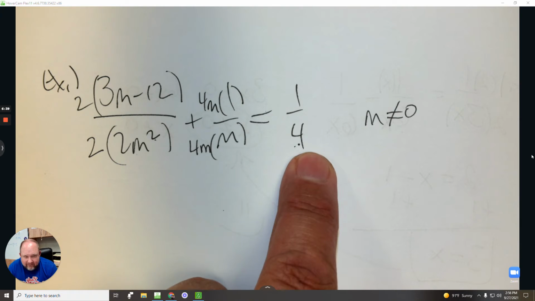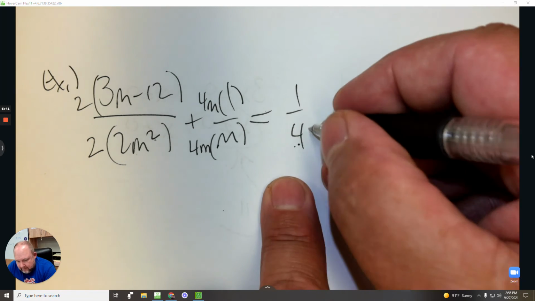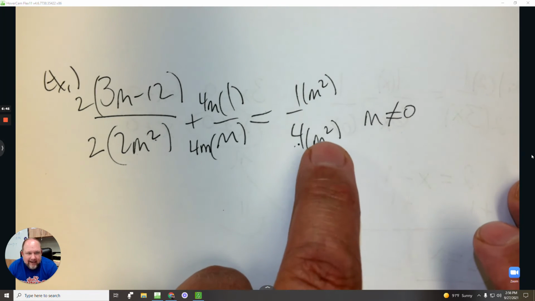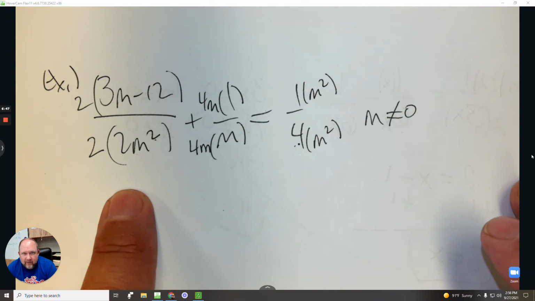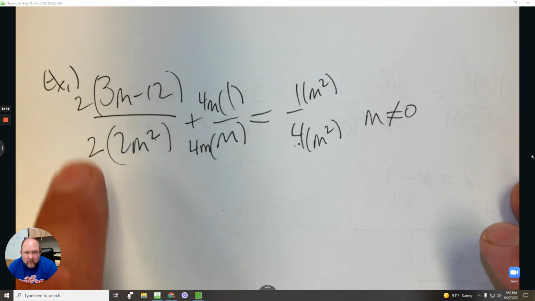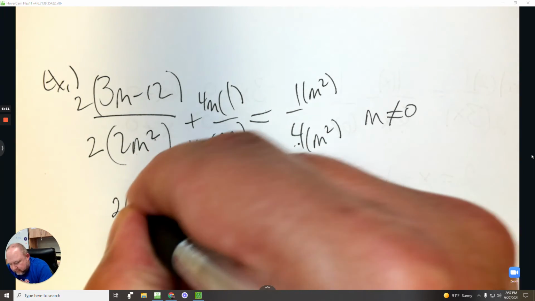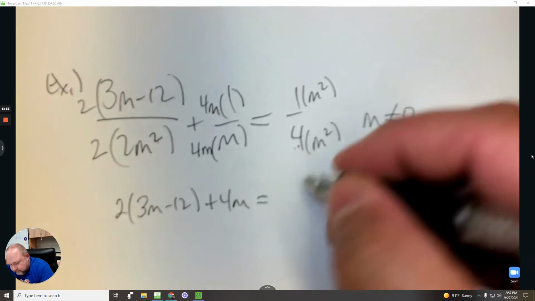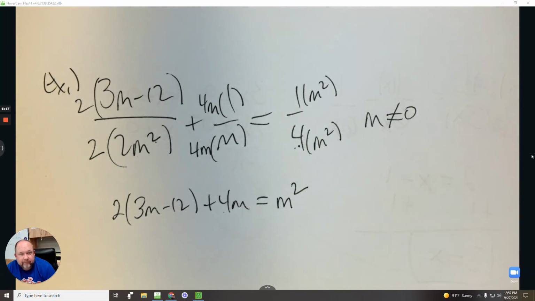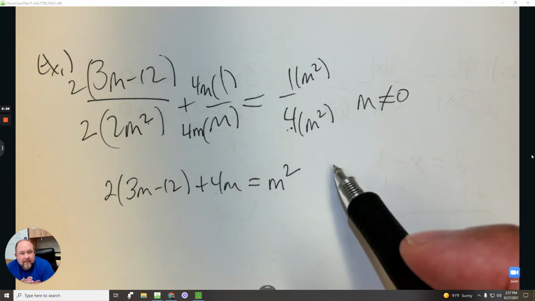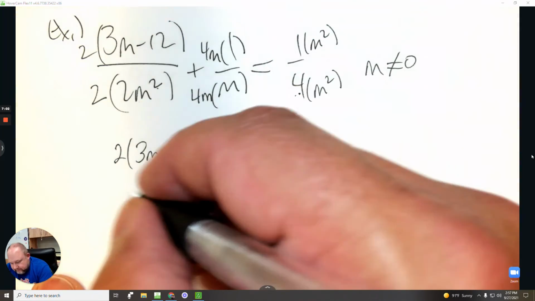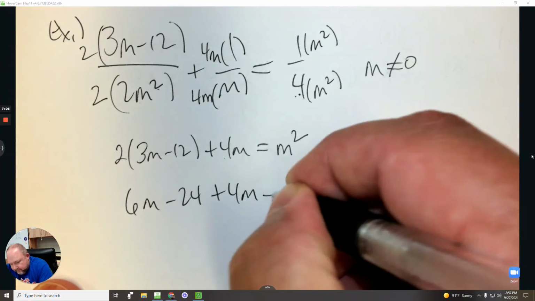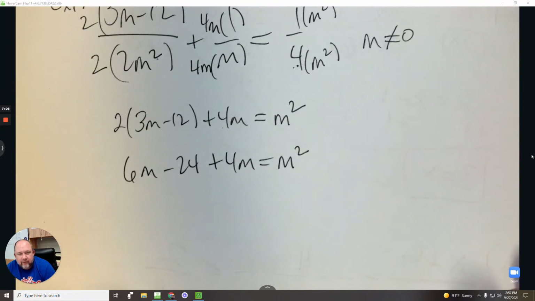And then what does the last one need? I'm going to multiply by m squared, top and bottom, and now all the denominators are the same. Now write down only the numerators, and that's what we're going to solve. We're going to distribute. Notice our power term is m squared.